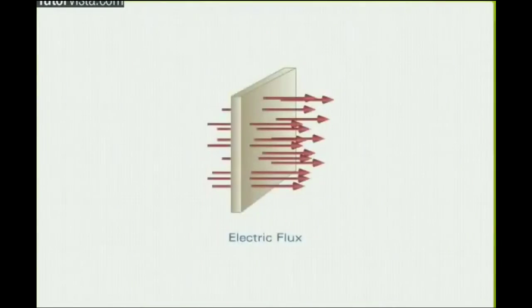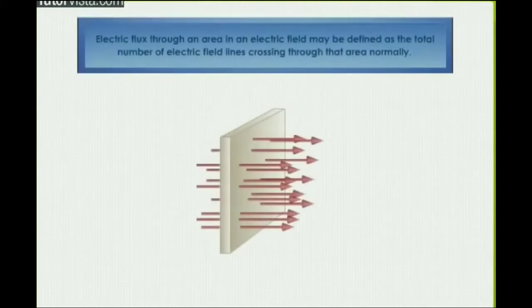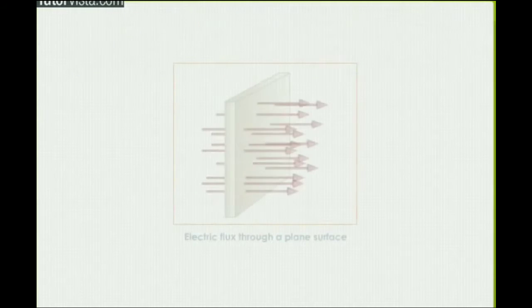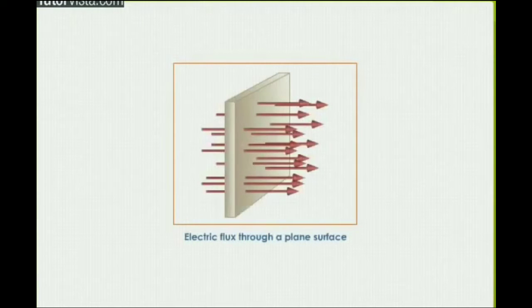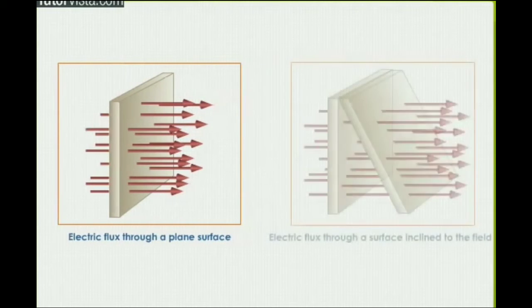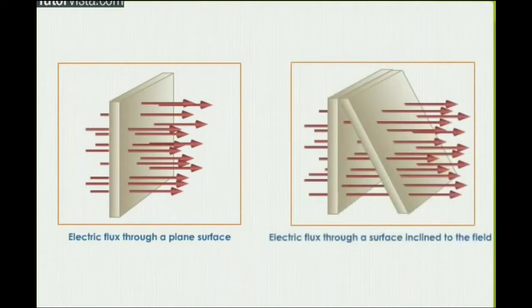Electric flux. Electric flux through an area in an electric field may be defined as the total number of electric field lines crossing through that area normally. Normally means perpendicular to the plane surface. Electric flux through a plane surface. Electric flux through a surface inclined to the angle.